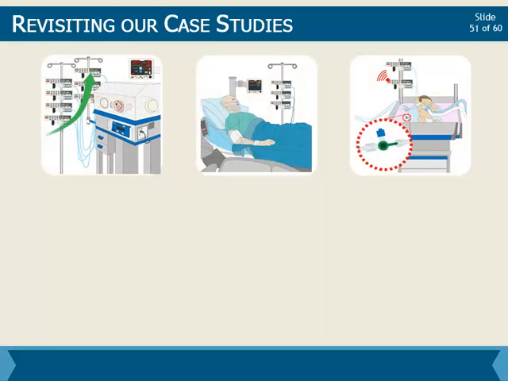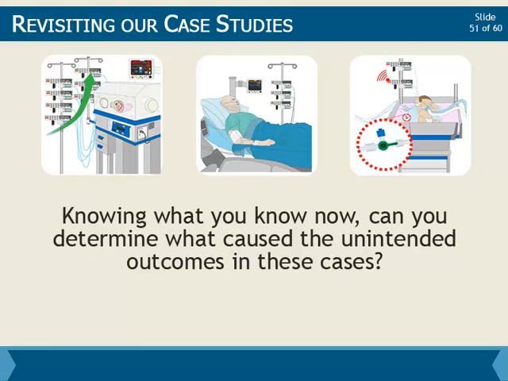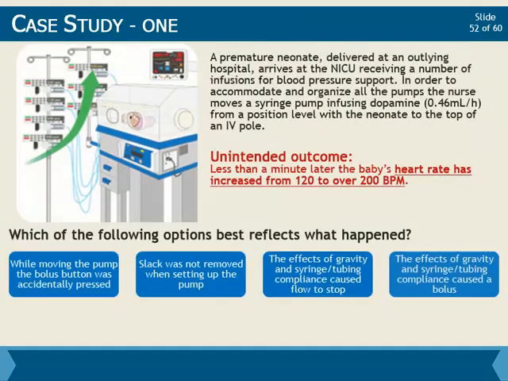As we approach the end of this module, let's return to the 3 case studies introduced at the start of the previous module. Knowing what you know now, can you determine what caused the unintended outcomes in these cases? The next slides will recap what occurred in each case and allow you to try and answer what led to each situation.